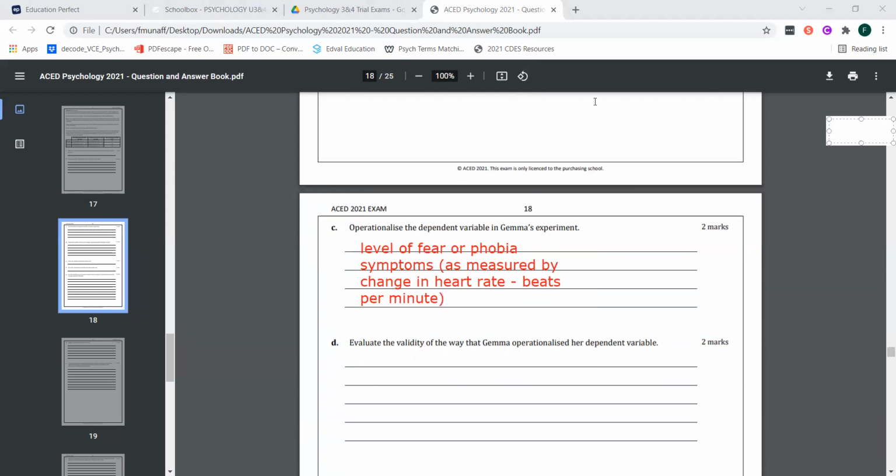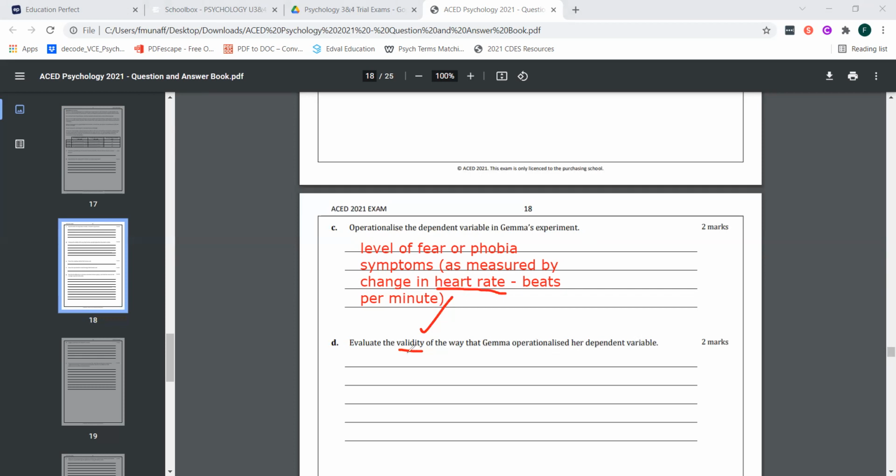Evaluate the validity of the way that Gemma operationalized her DV. So when we're looking at validity, remember we said validity is this idea that something measures what it's supposed to measure. So when we're talking about validity, what we're really talking about is we're evaluating this in terms of whether using heart rate as a measurement for fear or phobia or change in phobic symptoms is actually a good way or an accurate way of measuring the idea of fear. Okay, so we can evaluate, it's only worth 2 marks. So I guess you just need to include like one main point here and describe it.